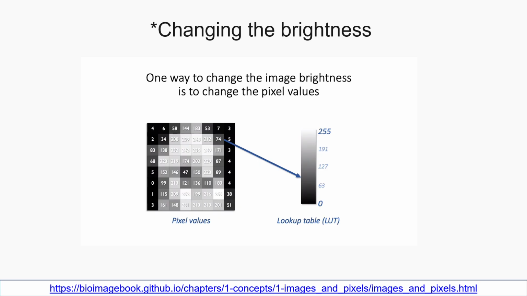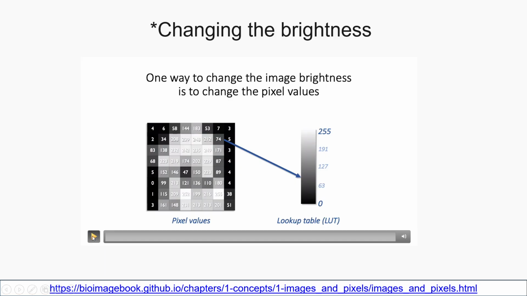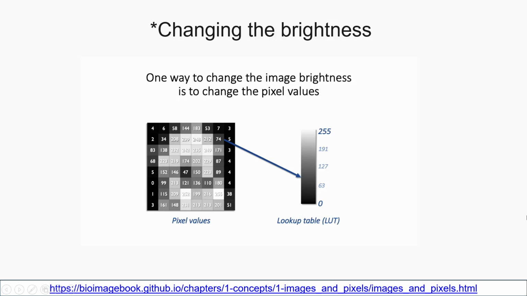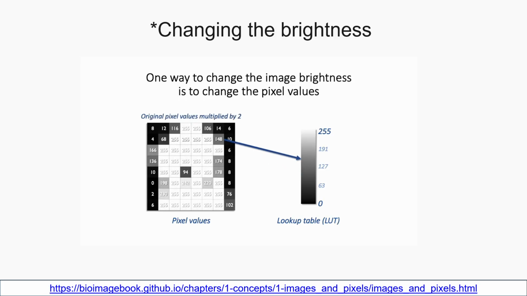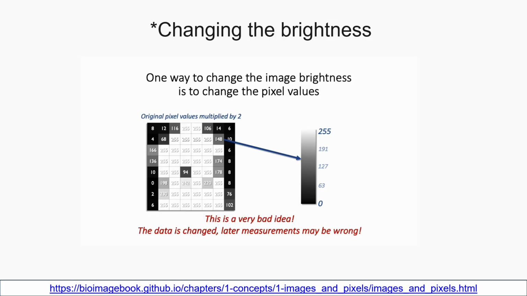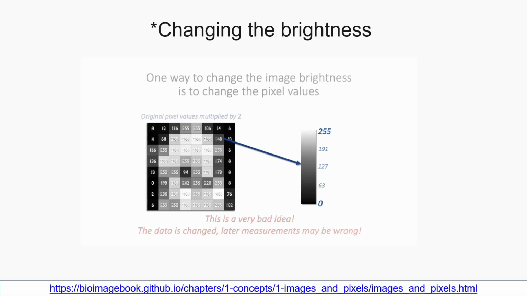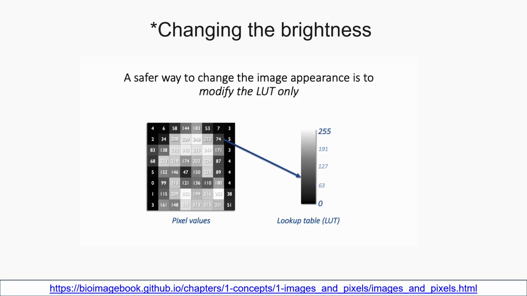Brightness and contrast adjustments provide a common example of LUT manipulation. When we change brightness or contrast, we alter how pixel values are mapped to displayed intensities. Importantly, these adjustments usually affect only the visualization. Unless the image is explicitly processed and saved with modified pixel values, the underlying data remain unchanged. This distinction is critical for maintaining scientific accuracy during image analysis.